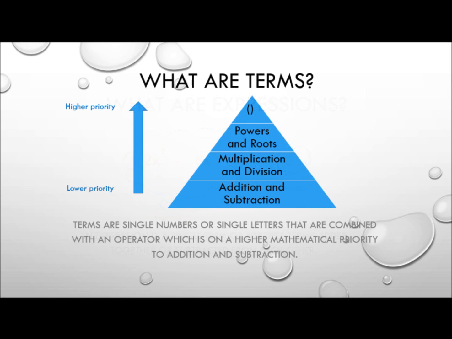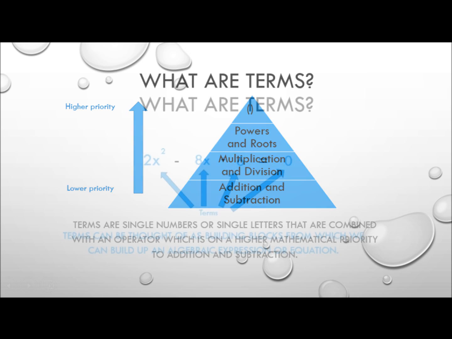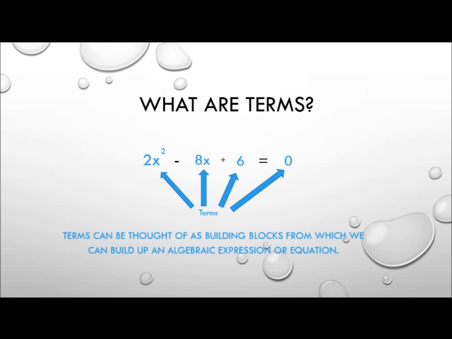Alright then, so what are terms? Well, terms are single numbers or single letters that are combined with an operator which is of higher mathematical priority than addition and subtraction. Man, that order of operations gets around, doesn't it? Put simply, terms can be thought of as the building blocks from which we can build up an algebraic expression or an equation.